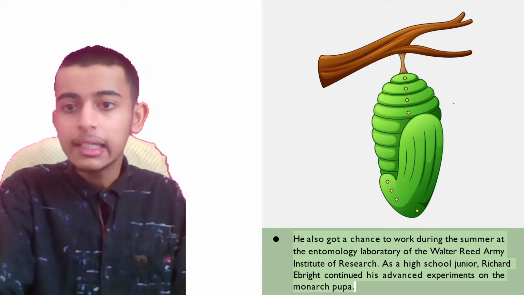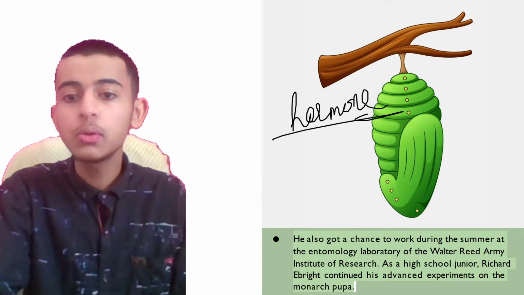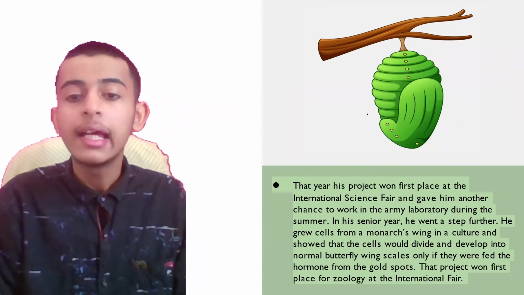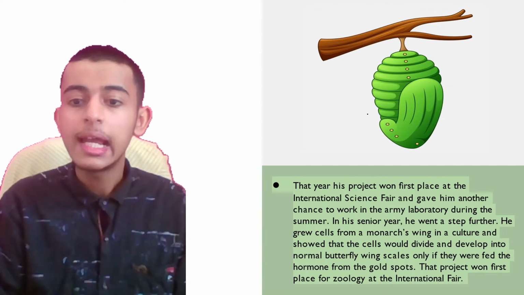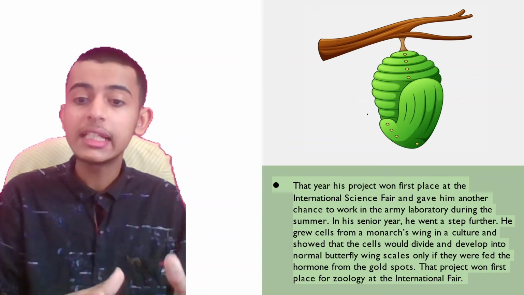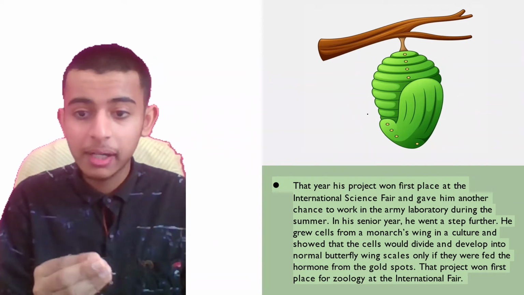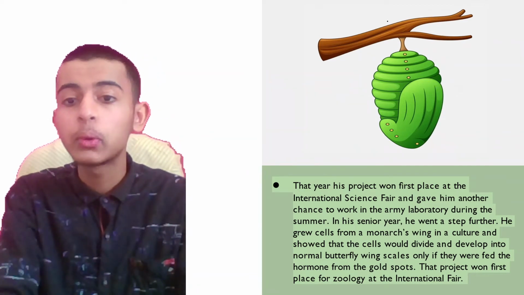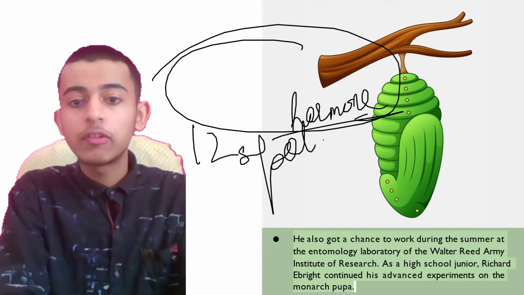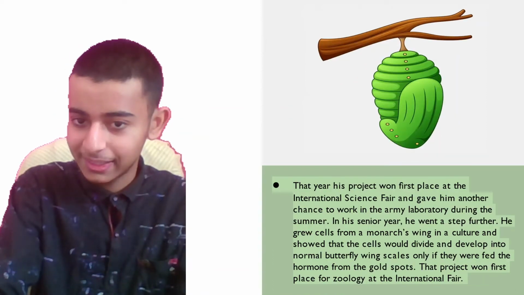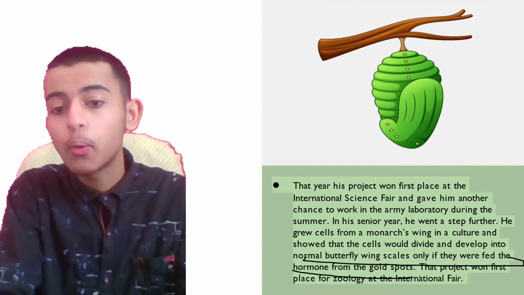He said that these 12 spots secreted a hormone which was essential for the butterfly to grow properly. That year his project won first place at the International Science Fair and gave him another chance to work in the Army laboratory during the summer. In his senior year, he went a step further. He grew cells from a monarch's wing in a culture and showed that the cells would divide and develop into normal butterfly wing scales only if they were fed with hormone from the gold spots. So it was this hormone, from the 12 spots, which was essential for the growth of the butterfly.